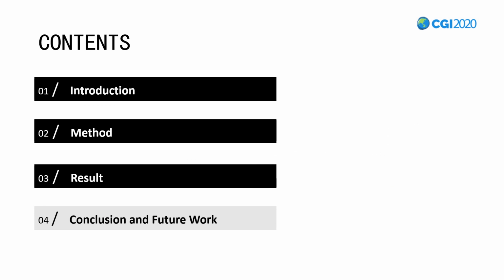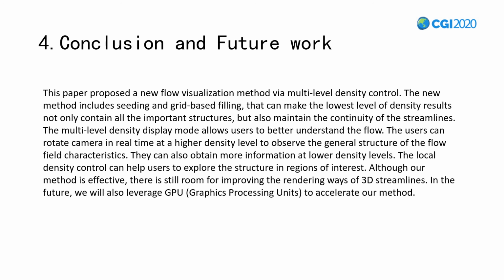Final conclusion and future work. This paper proposed a new flow visualization method via multi-level density control. The new method includes seeding and grid-based filling that can make the lowest level of density results not only contain all the important structures, but also maintain the continuity of the streamlines. The local density control can help users to explore the structure in regions of interest.